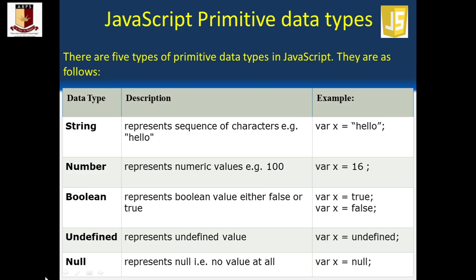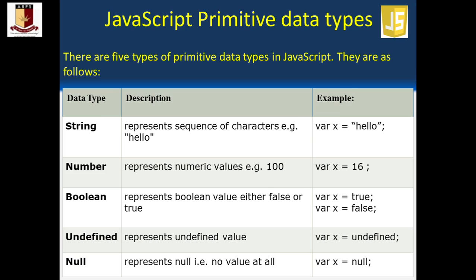Okay, now next is undefined. Sometimes we have to define a variable whose type we don't know, and that variable is undefined. So at runtime, whatever value is assigned to the variable, that variable becomes that type of data type. If at runtime I assign a string, the variable will become what type? String type. If I assign a number, then it will become number type.